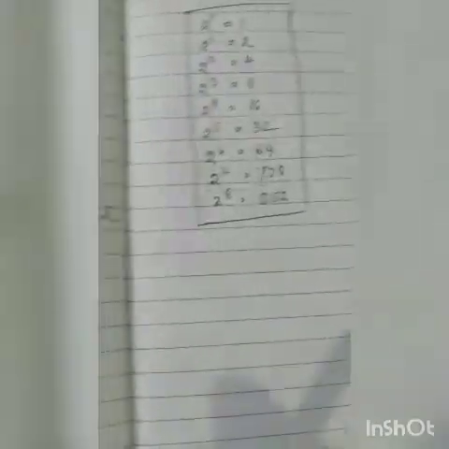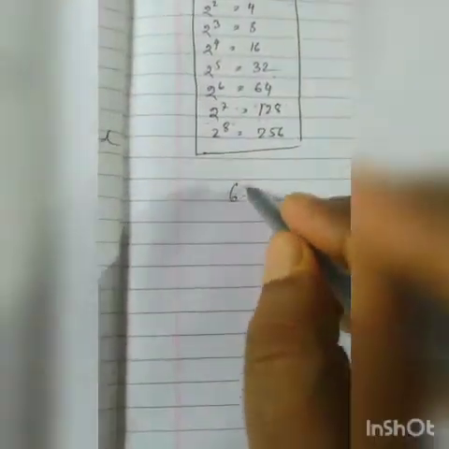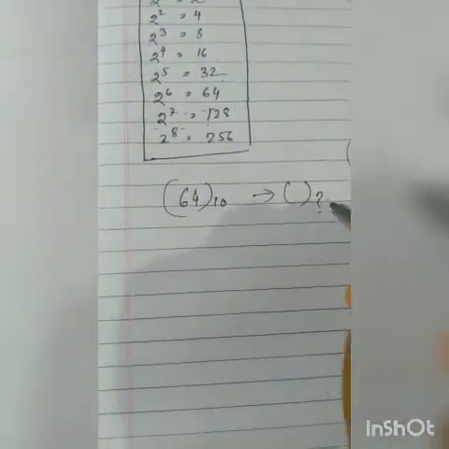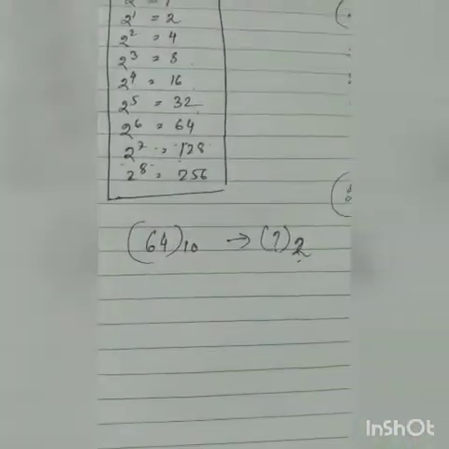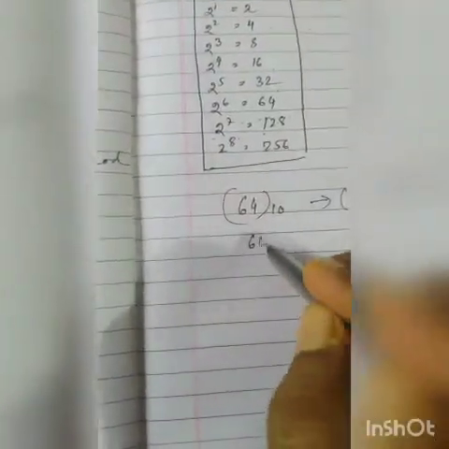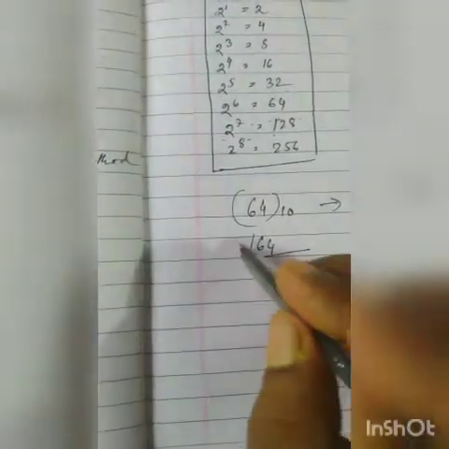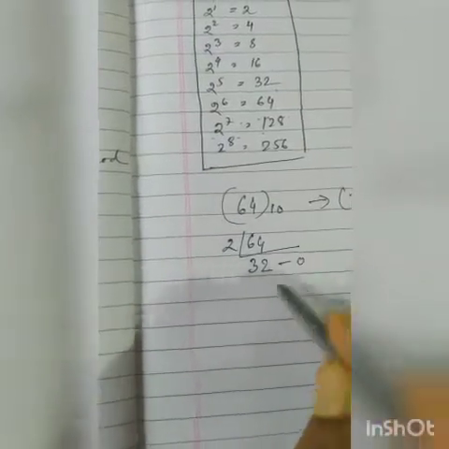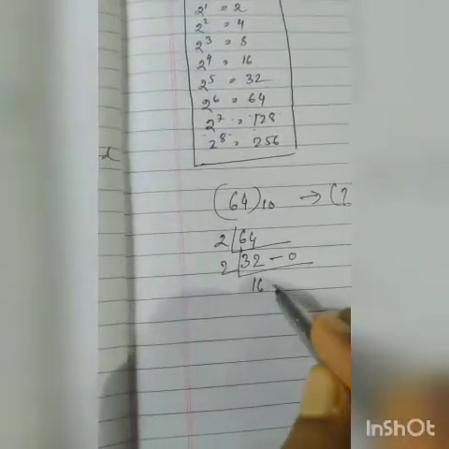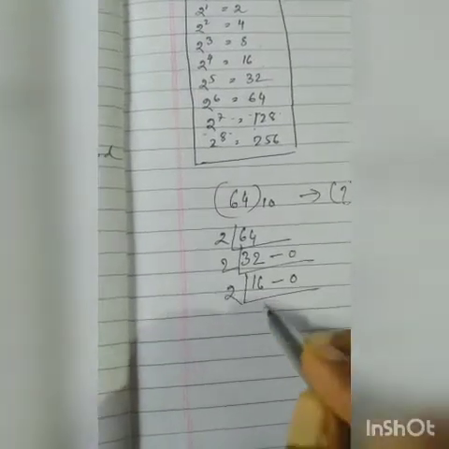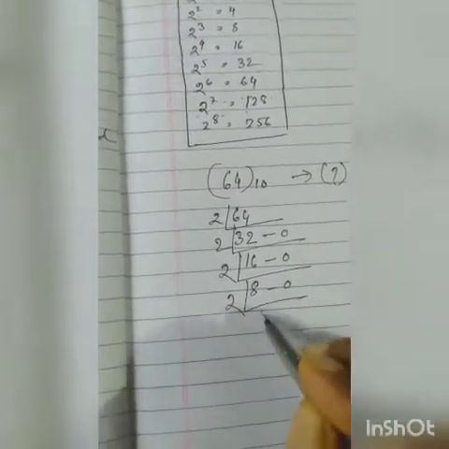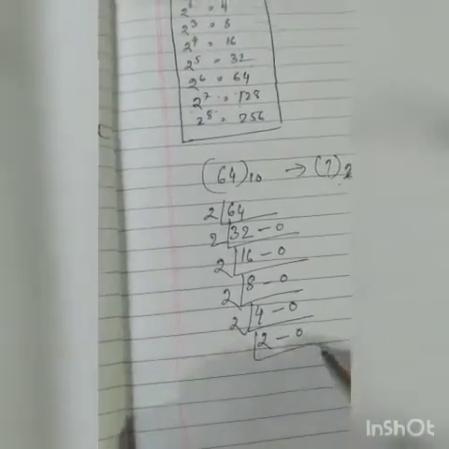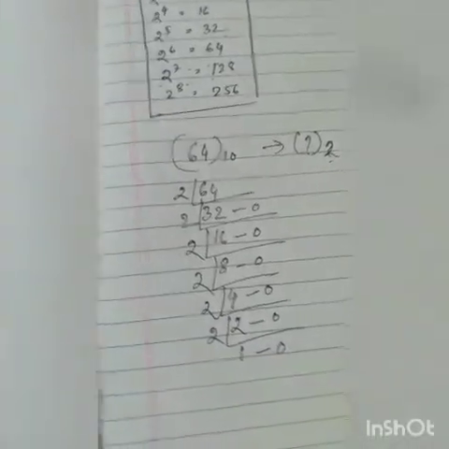Another example to understand more. Suppose we take 64, a decimal number, and convert it into a binary number. First we divide by 2. It is an even number, so 2 32s are 64. No remainder, 0. 2 16s are 32, 0 here also. 2 8s are 16, 0 here also. 2 4s are 8, 0 here also. 2 2s are 4, 0 here also. 2 1s are 2, here also 0.